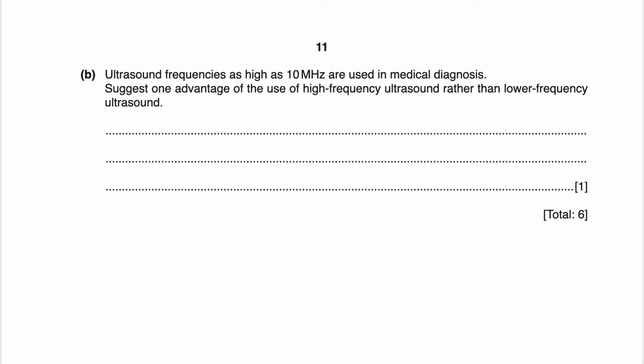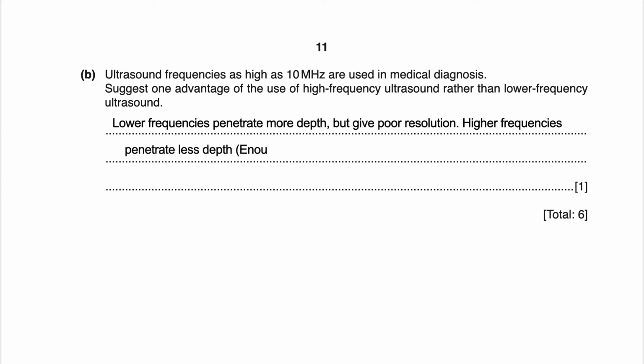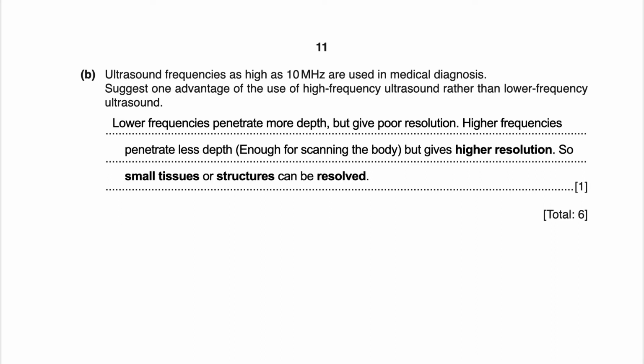So lower frequencies can penetrate more but give poor resolution. High frequency can penetrate less but gives nice resolution. The human body is about maybe 30 to 45 centimeter in any direction. So we are not bothered by how far it can penetrate. We want the detailed information. So we prefer higher frequencies. So how can we write the answer? Lower frequencies can penetrate more depth, but this is the reasoning. The marking scheme is: higher frequencies penetrate less depth but give higher resolution. This is the answer. So small tissues or structures can be resolved.